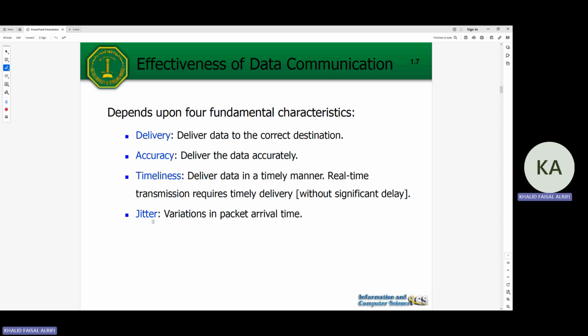The jitter: by jitter we mean variation in packet arrival time. For example, if you want to send something to another device, it will be split into packets. Each packet will arrive at a different time. Like the first packet will arrive in 3 seconds, the second packet in 5 seconds, and so on. So we will have variation in timing in each packet. That's what we mean by jitter.